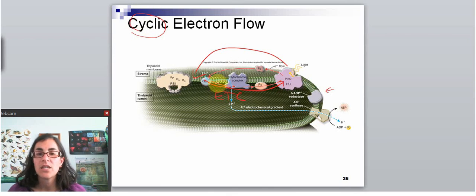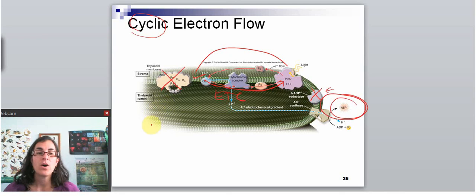Because it's only using the electron transport chain, it's only producing ATP. It's not using the NADP plus reductase, it's not using PS2. So again, no oxygen, no NADPH, only ATP, and it's only using PS1. And it will switch into this in order to make more ATP because it runs out of ATP first.